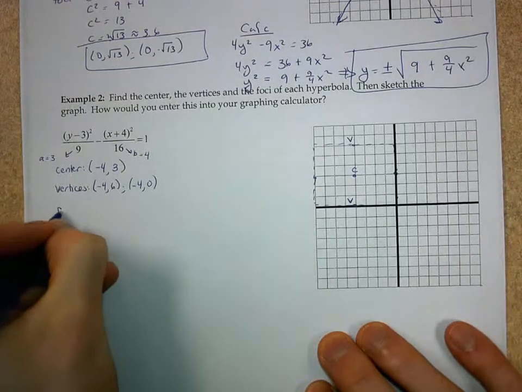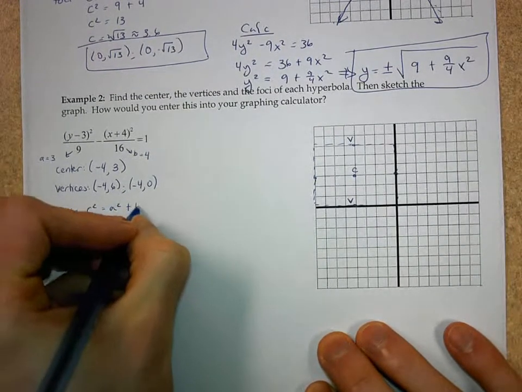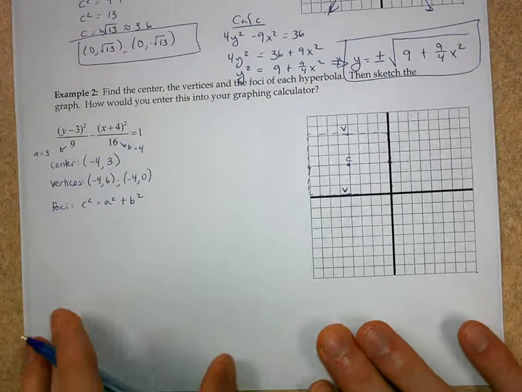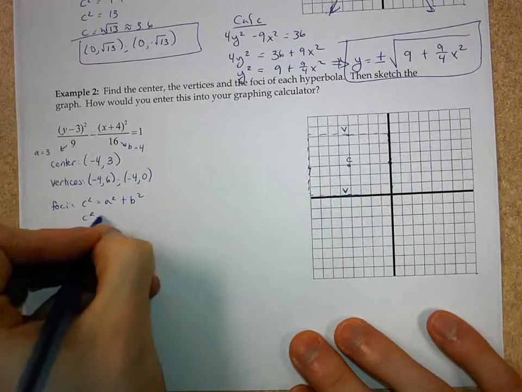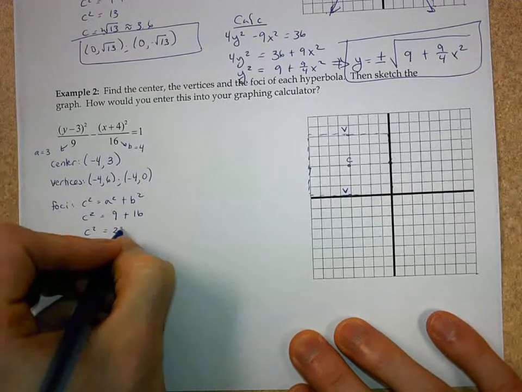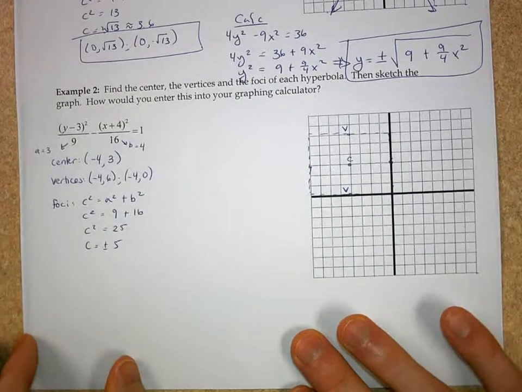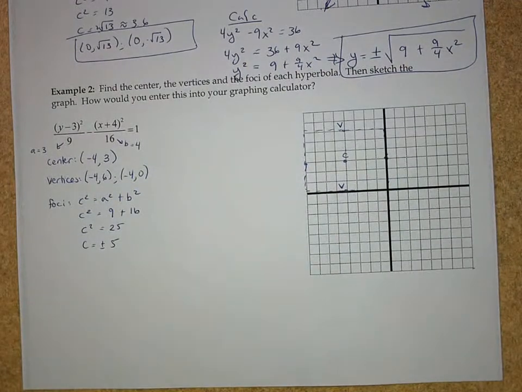Third thing I need are the foci. And the foci is c squared equals a squared plus b squared for the hyperbola. C squared is equal to 9 plus 16. C squared is 25, which means that c is going to be plus or minus 5. And once again, that c value is the distance from the center to the foci. It's not from the vertices.